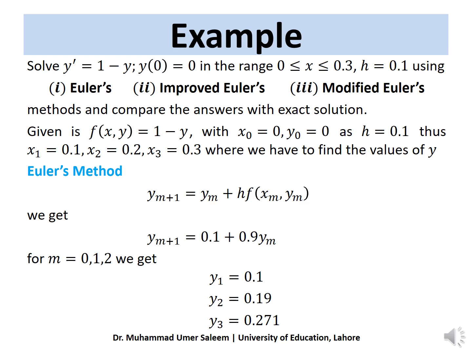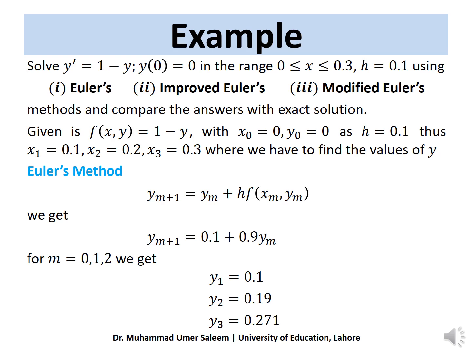So we will have 3 points. The node x0 is already provided as 0, so the first point will be 0.1, the next 0.2 and the next 0.3. So given is f of x is equal to 1 minus y, x0 is 0, y0 is 0, h is 0.1, x1 is 0.1, x2 is 0.2 and x3 is 0.3. So we have to find out the value of y corresponding to x1, x2 and x3.